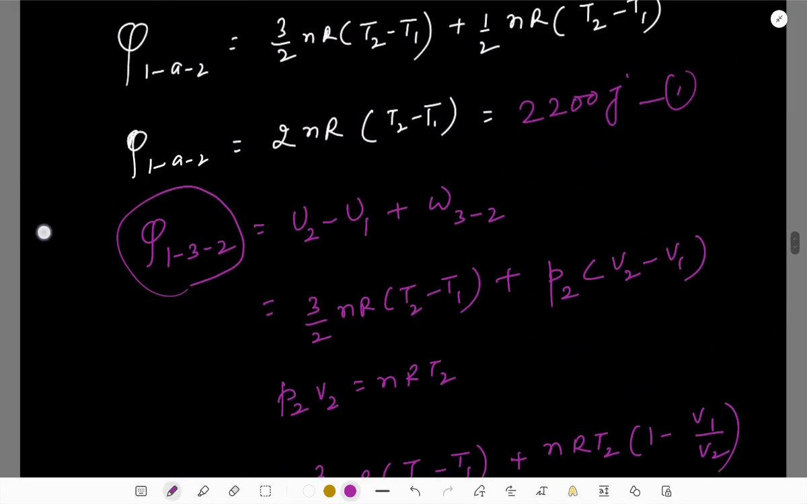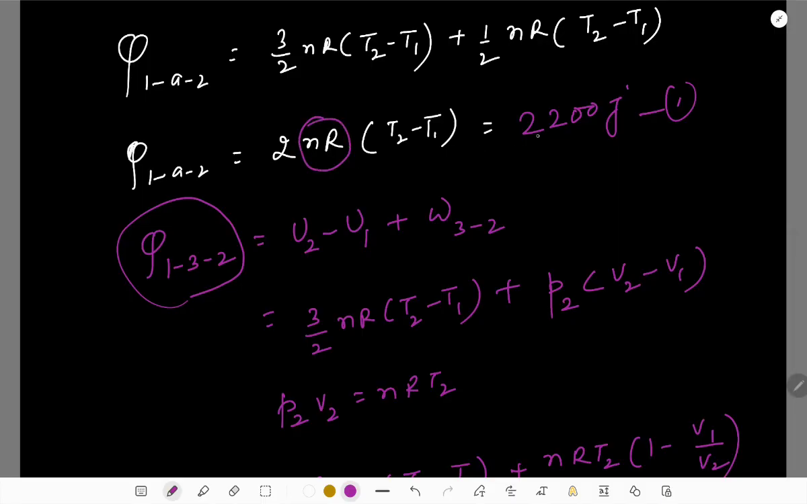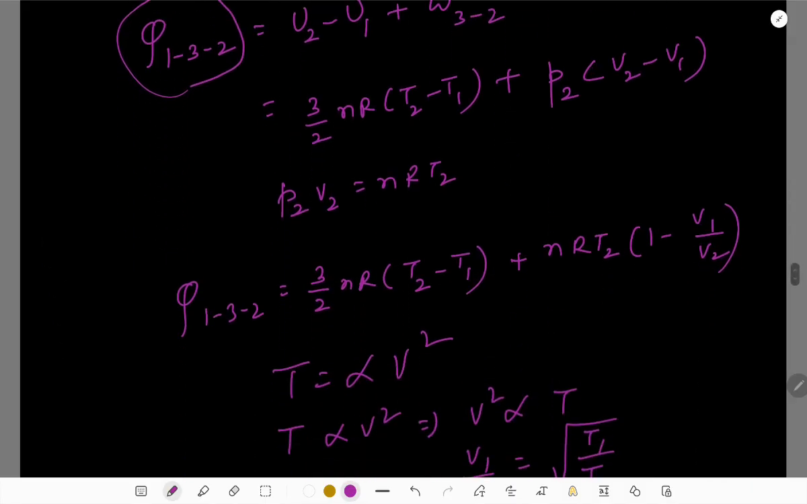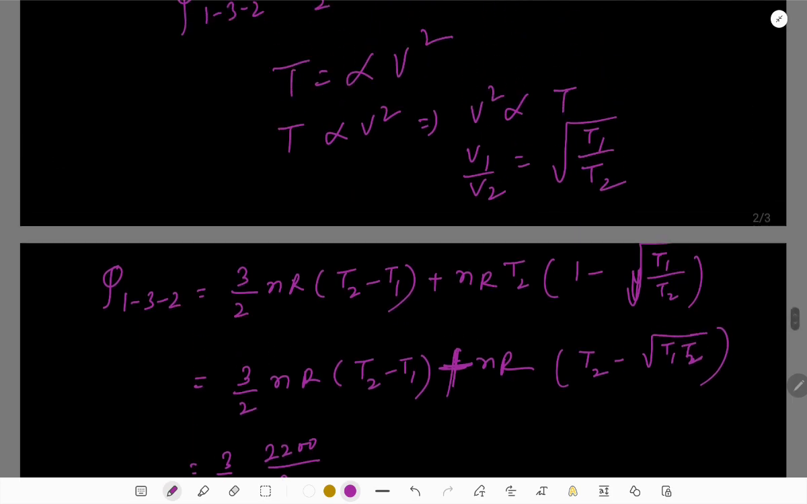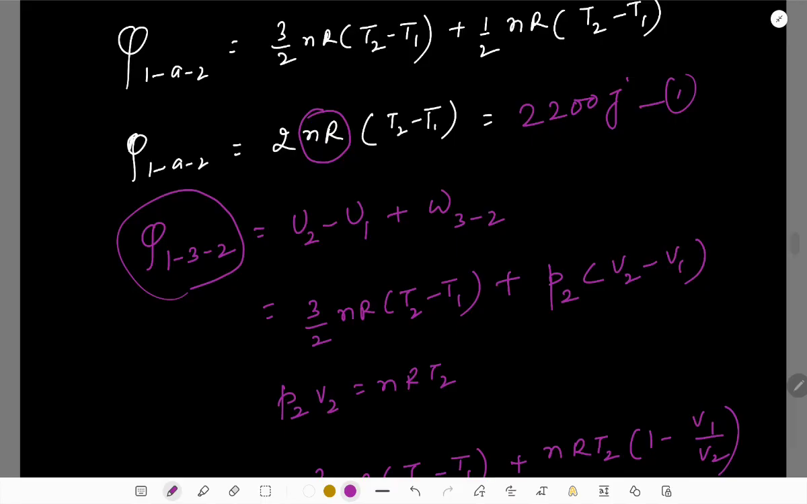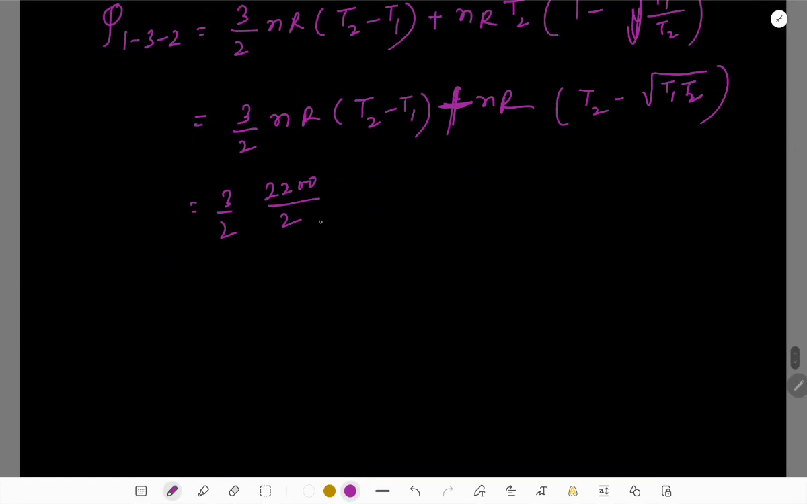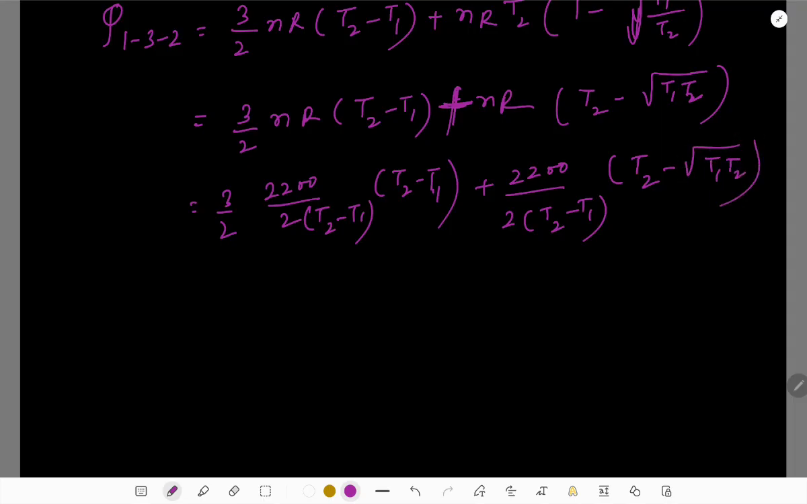because we simply need to put in the value of nR we got from here. nR is equal to 2200 joule divided by 2(T2 minus T1), so nR is 2200 by 2(T2 minus T1), and here is 3 by 2 (T2 minus T1) plus 2200 by 2(T2 minus T1) times (T2 minus under root T1T2). T1 and T2 are given, put all the values and you will get the result. I guess 2250 joule should be your answer. Thank you very much for watching.